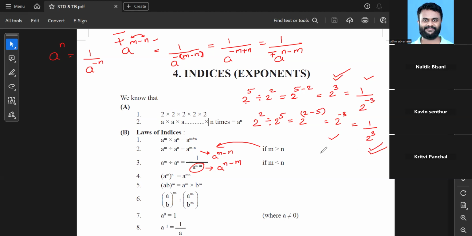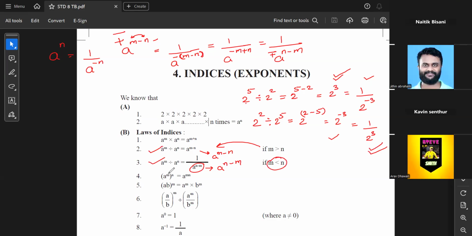That is the reason why they said if m is greater than n, it is better you use this format. If m is less than n, you better use this one. Whereas both are correct only. Nobody is wrong. It's just our comfort zone.